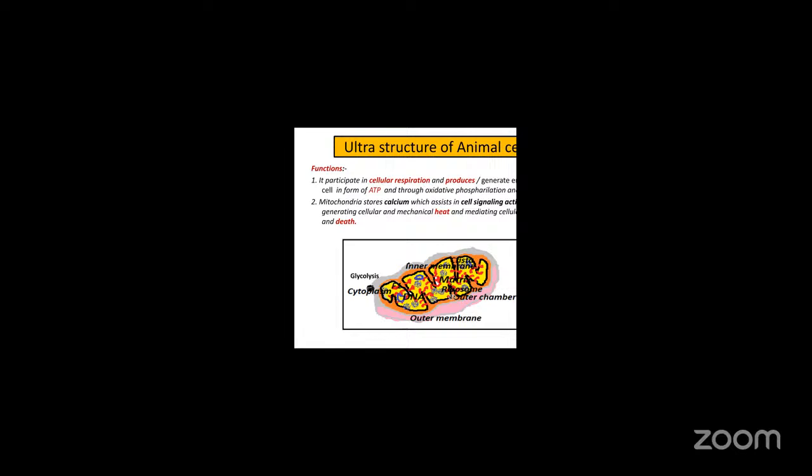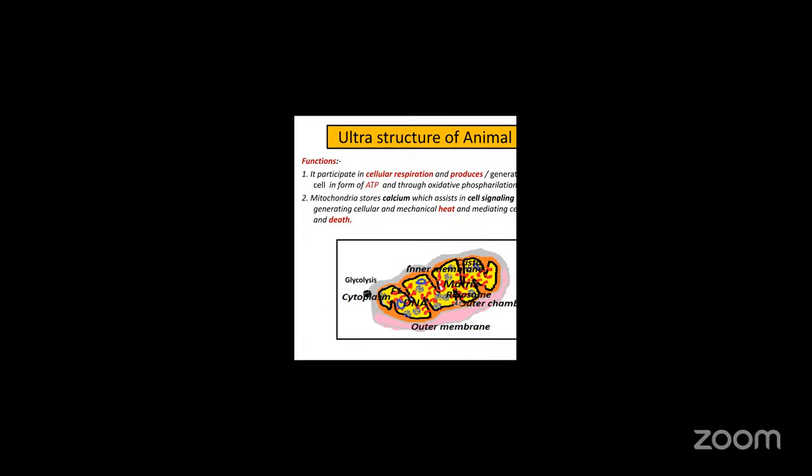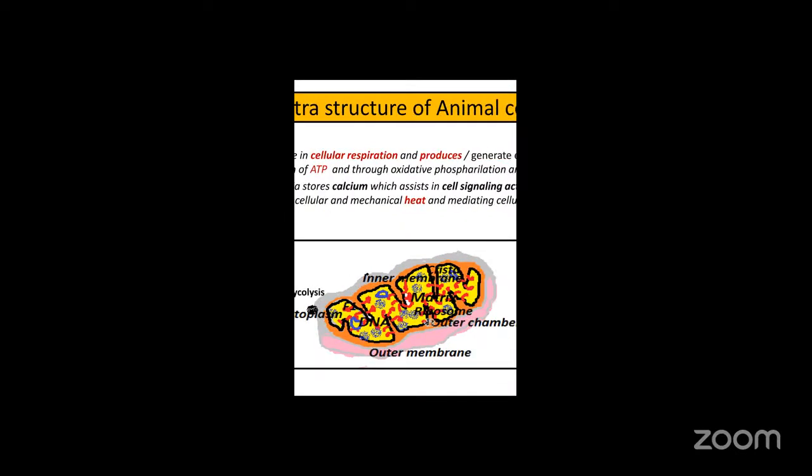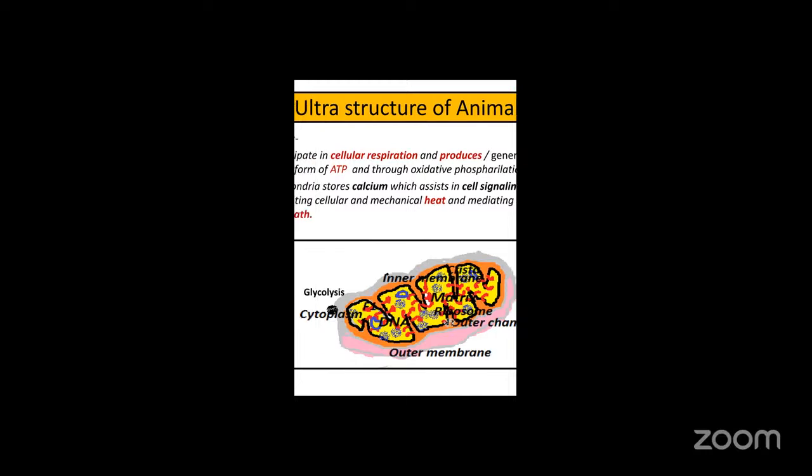Okay. Now, if you look at the structure of this mitochondria, as I have already told you, it is bounded by two membranes. This is the outer membrane and this is the inner membrane. This inner membrane is folded. It will bend or fold in the form of finger-like projections. These foldings are called the cristae.